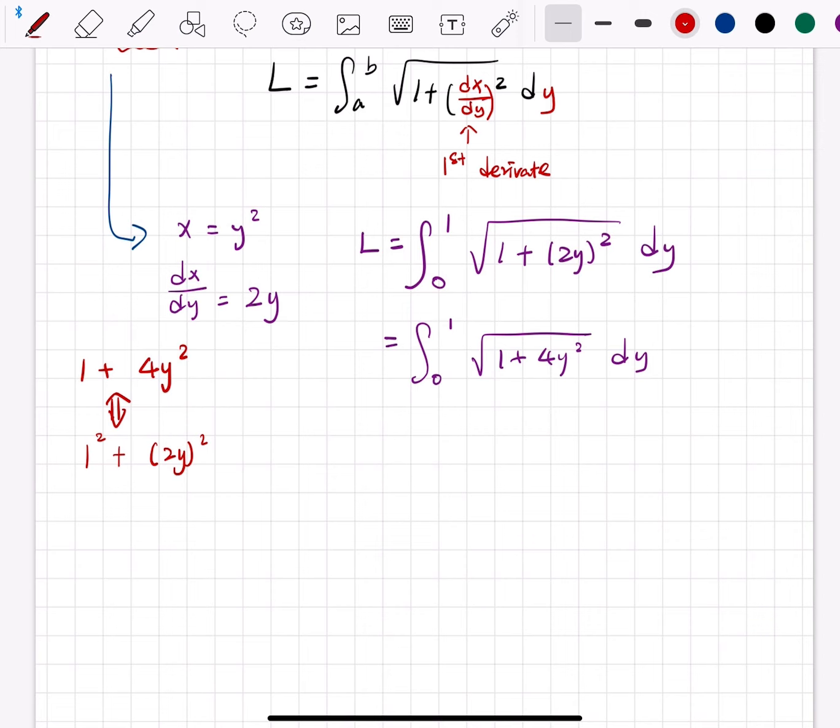And then according to this form, going back to the trig substitution section, we know we're going to set the quote-unquote x in terms of a tangent. But this time our x is going to be 2y equals 1 times tangent of theta. In other words, y is equal to 1/2 tangent of theta. Then dy is going to be 1/2 secant squared theta d theta.